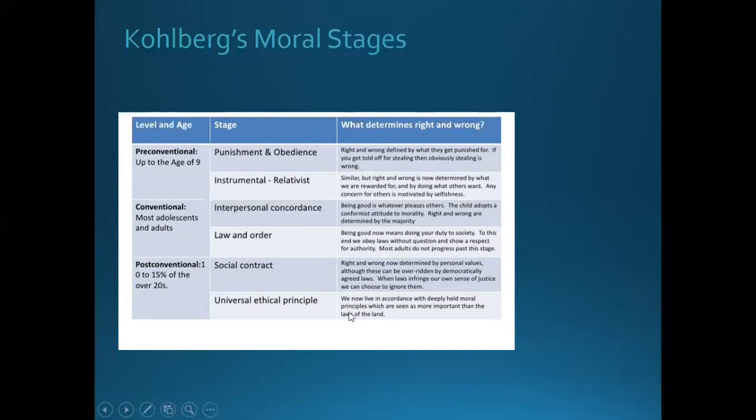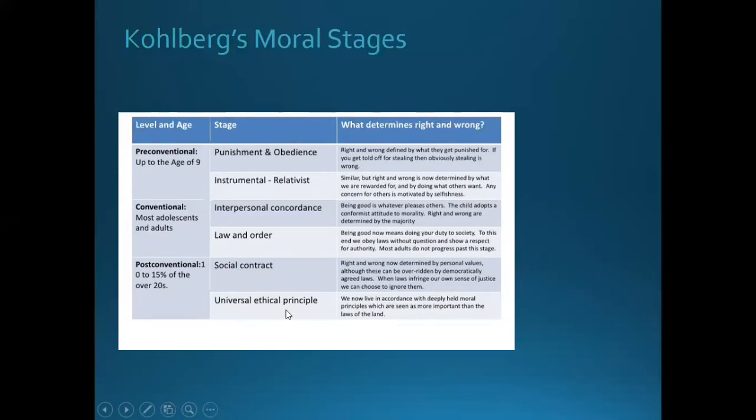And then at the very end, we can see here social contract and universal ethical principle. Social contract is this idea that we have our own personal values and that these can override our obedience to laws, right? So if a law infringes on our sense of morality, we choose to ignore that in certain circumstances. And then this universal ethical principle, this is the idea that our moral principles are greater and more important to us than the laws of the land, and we are going to always follow our moral principles regardless of their interaction with the law.